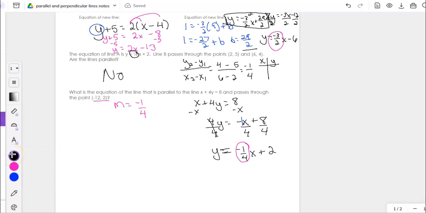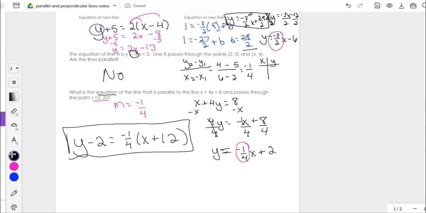Then I will go ahead, I like point slope form better, so I'm going to do that. You're welcome to do it this way to figure out your equation. But it just says write an equation, so I could leave it in point slope form or I could do slope intercept form. Either one works. So I'm going to do y minus y1, so y - 2 = -1/4 (x + 12). Done.